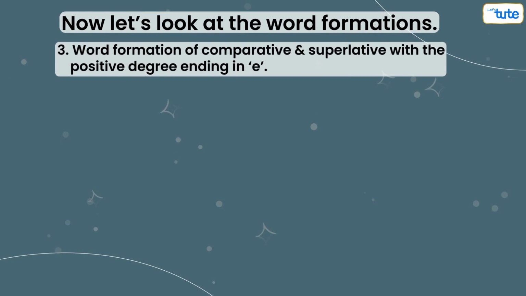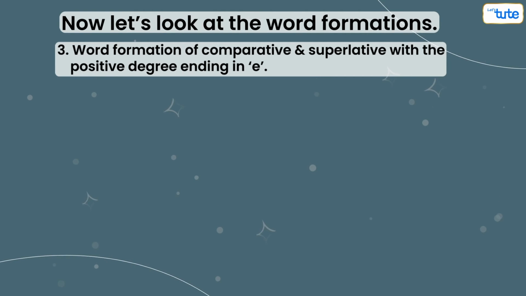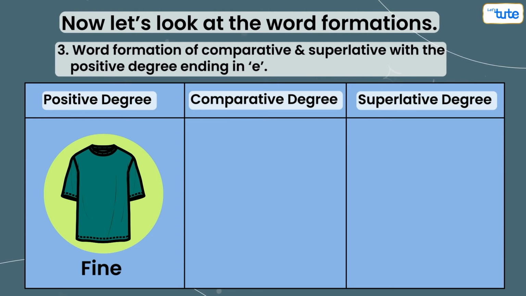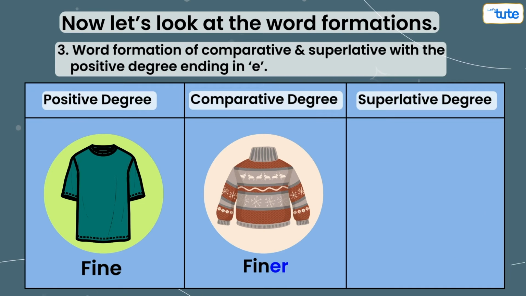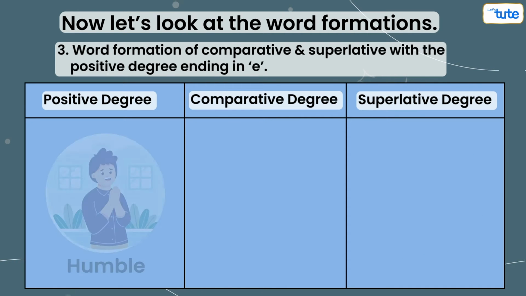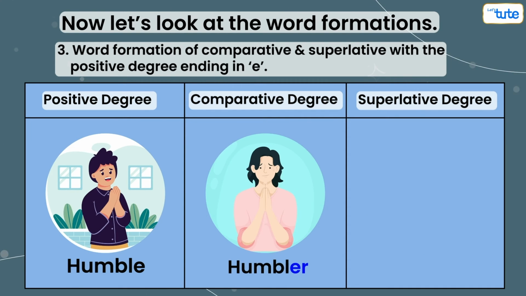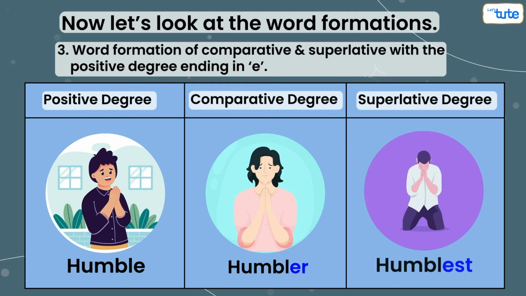Word formation of comparative and superlative with the positive degree ending in e. Positive fine, comparative finer, superlative becomes finest. Positive humble in comparative becomes humbler, superlative is humblest. In this word formation, the letter r and st are added to transform the positive degree into comparative and superlative degree.